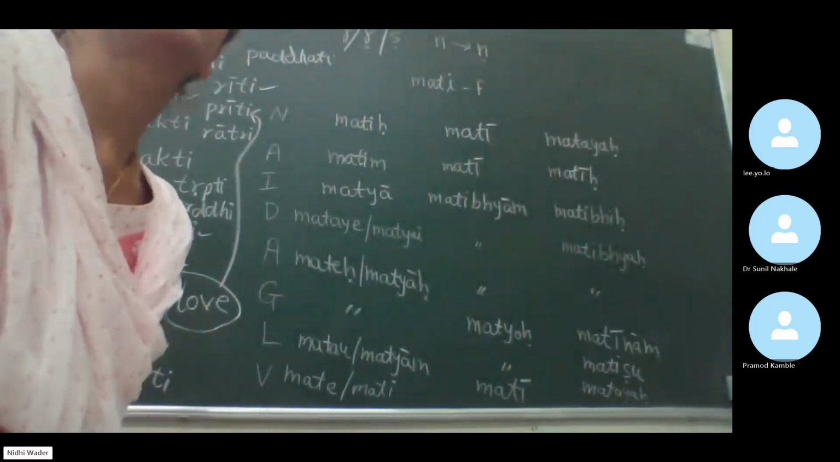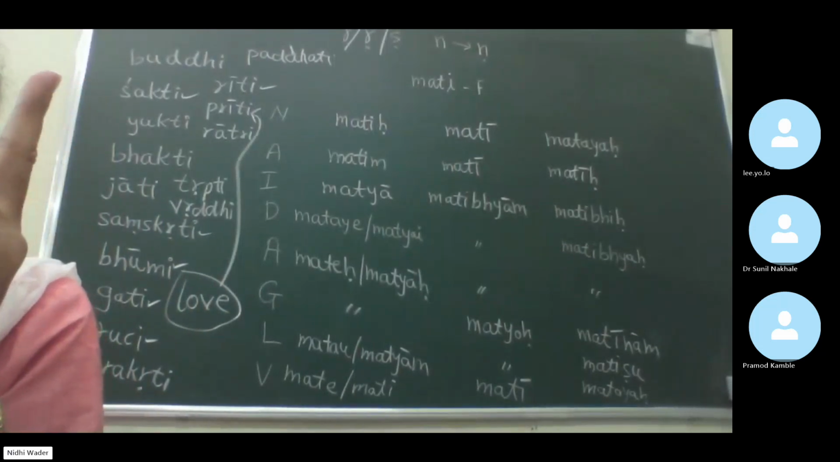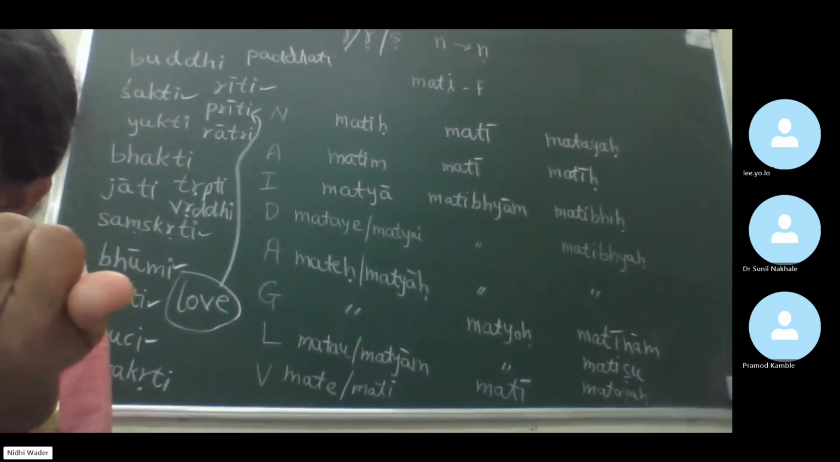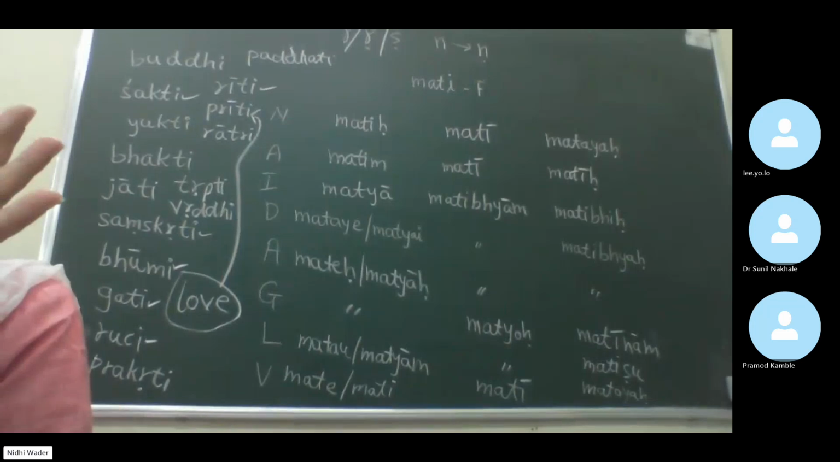So what did we learn today? We learned two important types of words: words ending in E, in masculine and in feminine. Okay, we'll write one more last word and stop. In 5 minutes we'll stop.